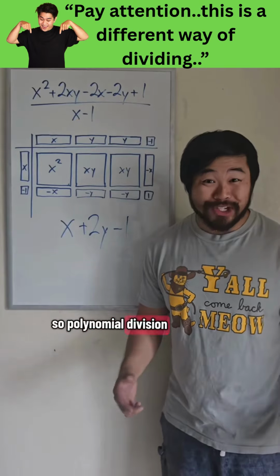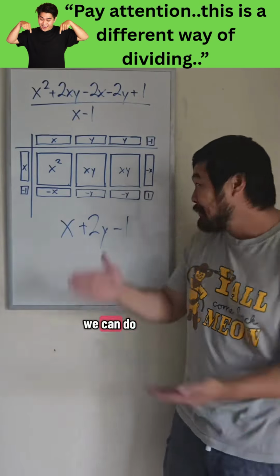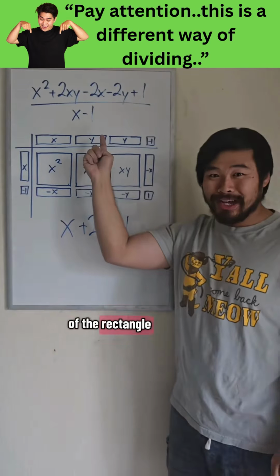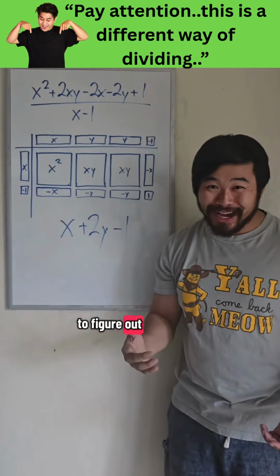So polynomial division doesn't have to be scary. We could do it by drawing. If you know the area of the rectangle and a side length of the rectangle, your goal is to figure out the other side length.